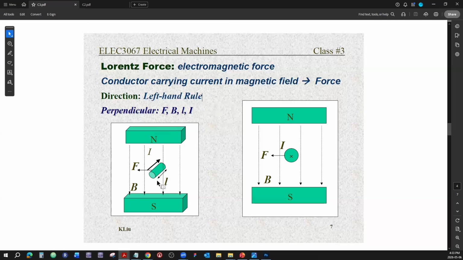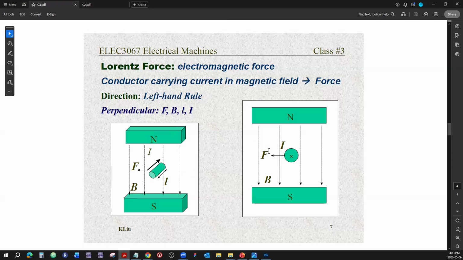We put our left hand into that system in a way that the field is going to hit the palm of our hand. So that's going to be our thumb right here. That thing is going to have tendencies to move.